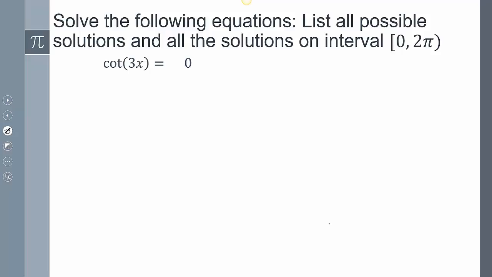For cotangent, this is the cotangent of 3x equals 0. Well, I said we should convert it into tangent. So this is going to become the tangent of 3x, and this is going to equal 1 over 0, because I have to flip it, 0 over 1 gets flipped to 1 over 0. So where is my tangent going to be undefined? That's at pi halves, so it's going to be between pi halves and 3 pi halves.